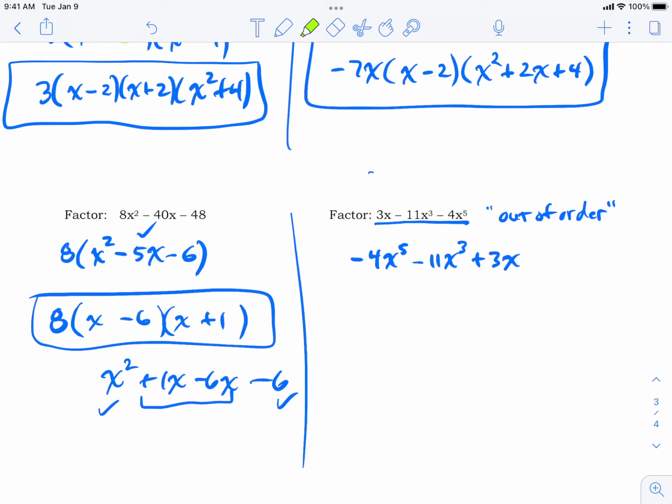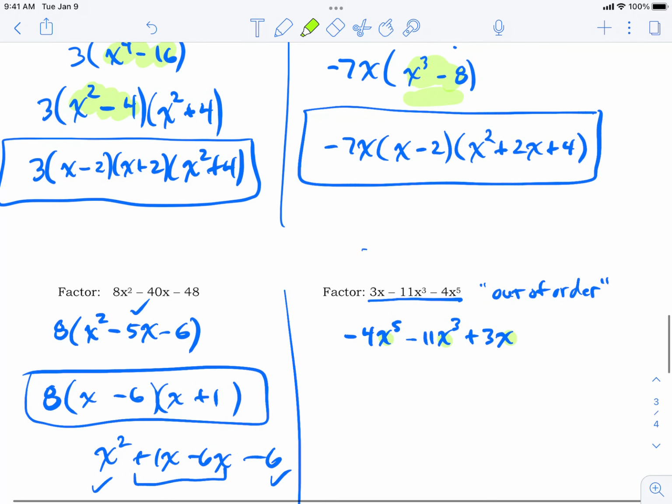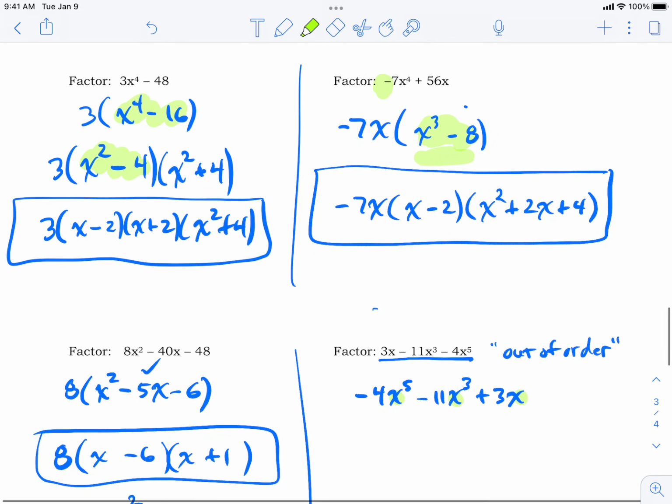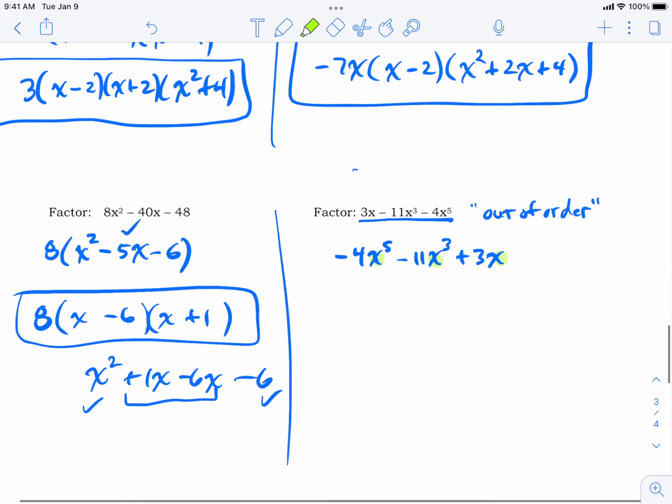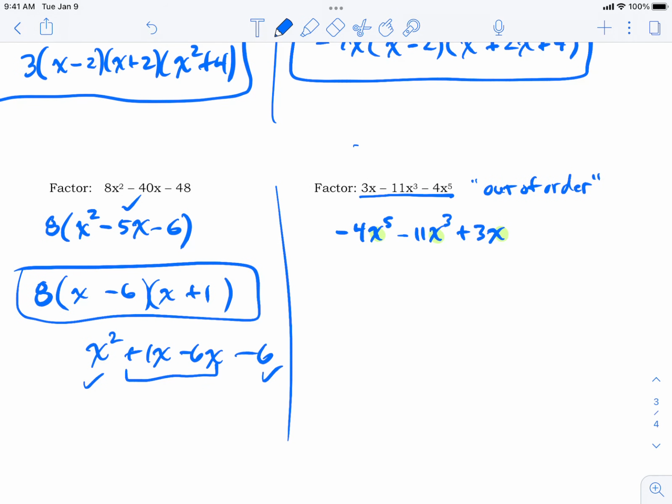Try to pull something out in common. And right away, you'll notice that all of these terms contain x. We're going to be able to pull out an x. Now, I'm going to use the same thing I used up here, which is to say, I don't like negatives in front, so as long as I'm pulling out an x, let's pull out negative x.